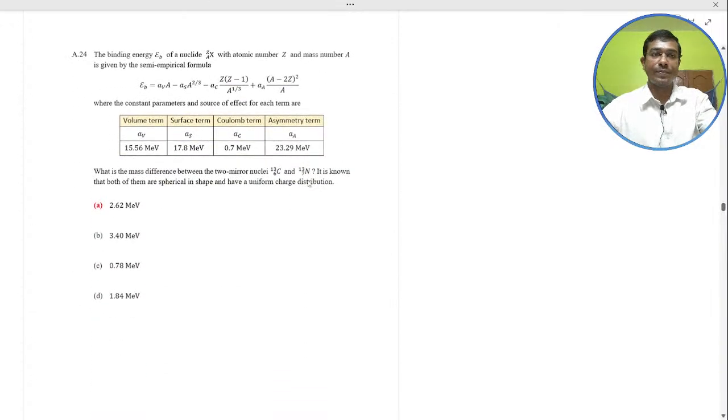Question number 24. The binding energy EB of a nuclide with atomic number Z and mass number A is given by the semi-empirical mass formula. For the constant parameters and the source of each term are given. What is the mass difference between the two mirror nuclei? It is known that both of them are spherical in shape and have a uniform charge distribution. Simple, just calculation. This is given.